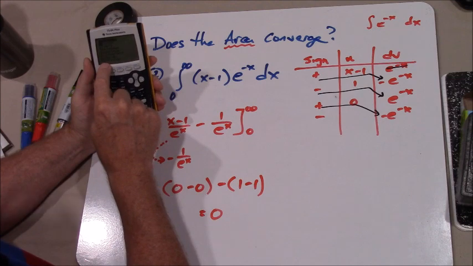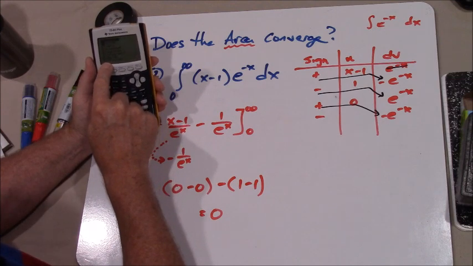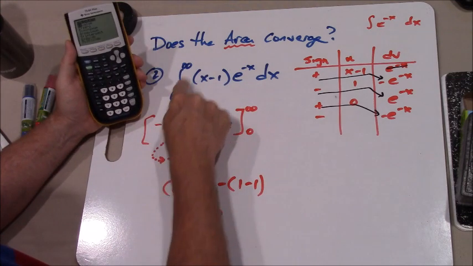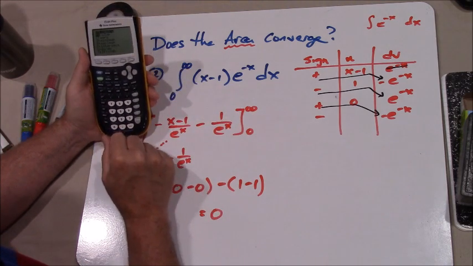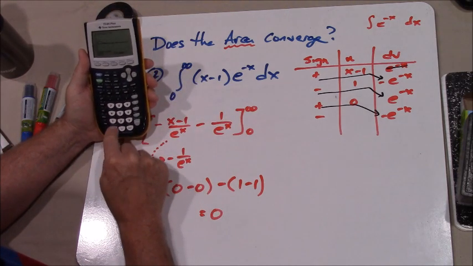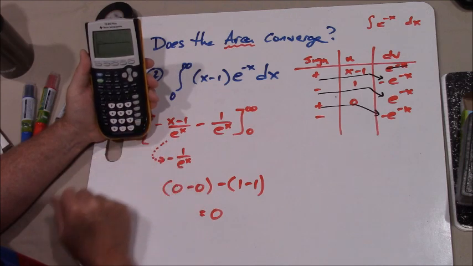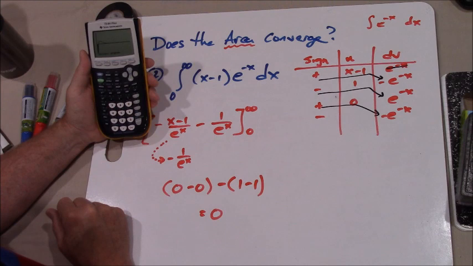Remember, you can do a numeric integral on the TI-84. Numeric means when I have limits, I can figure out what the answer is. So I'm going to do that from 0 to 1. See what I get. So I got a negative 0.368.